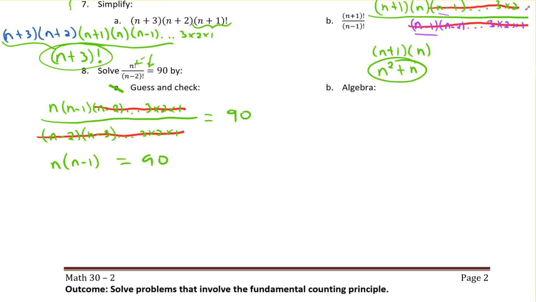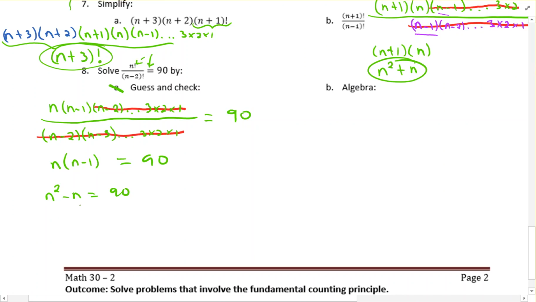So what I'm going to do is expand this n. So this would just be n squared minus n is equal to 90. And then how do you solve those again? Hopefully you remember from last year. I've got an n squared term and an n term.